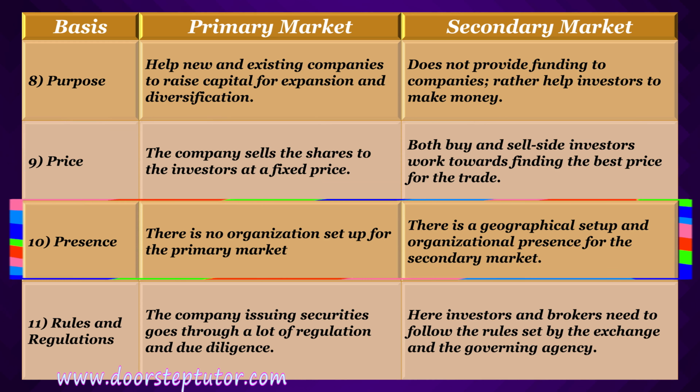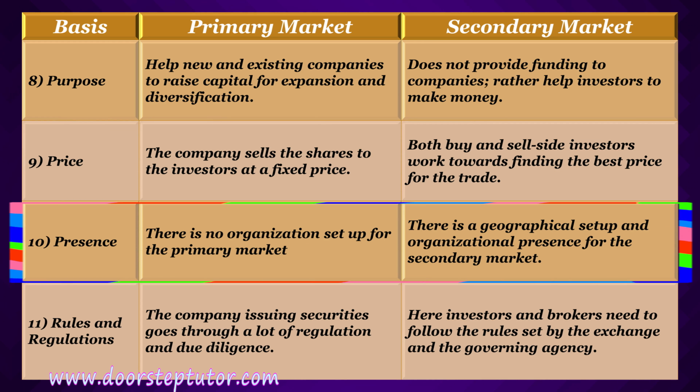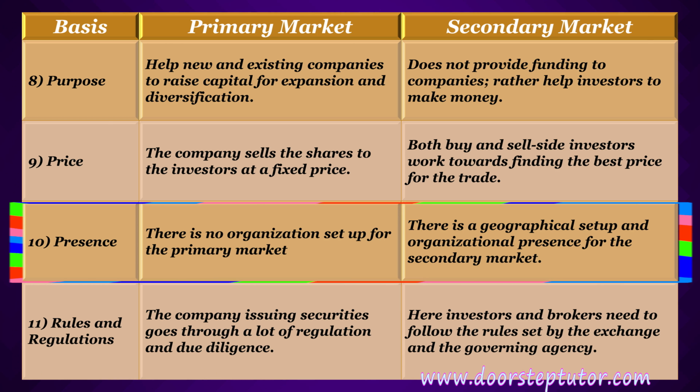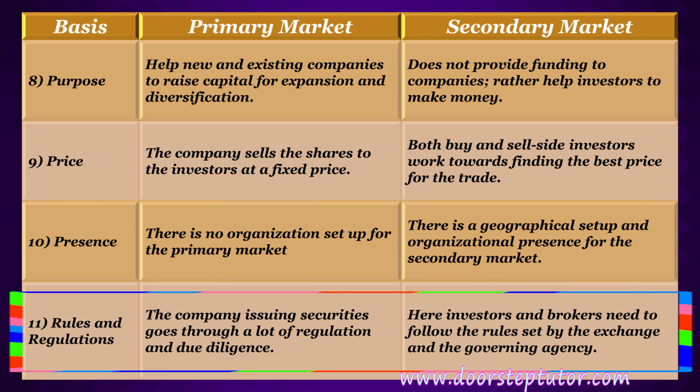Next is presence. There is no organizational setup for the primary market, whereas in the case of the secondary market, there is a geographical setup and organizational presence. For example, Bombay Stock Exchange and National Stock Exchange, etc. And next is rules and regulation.